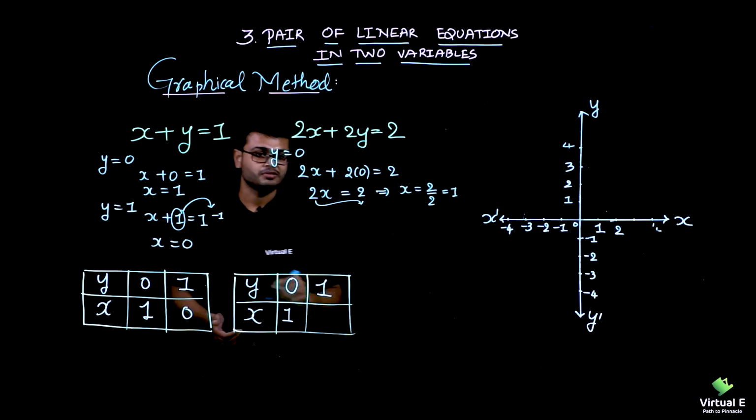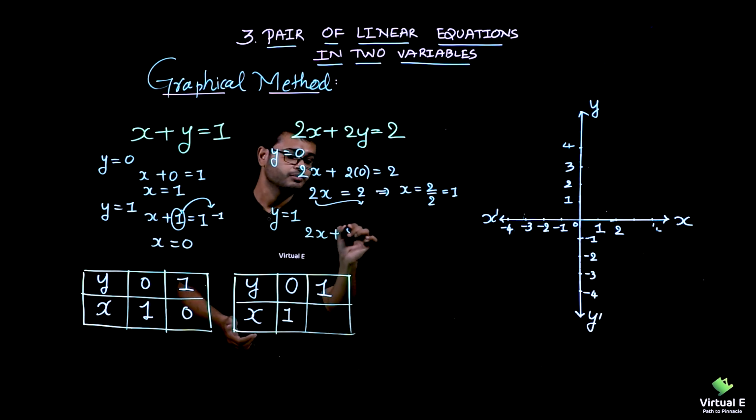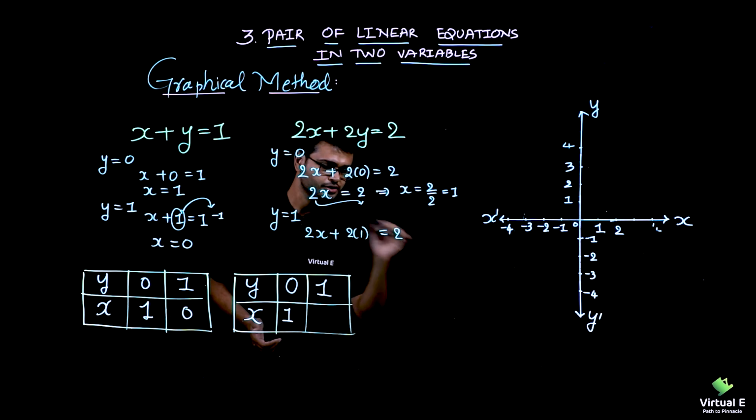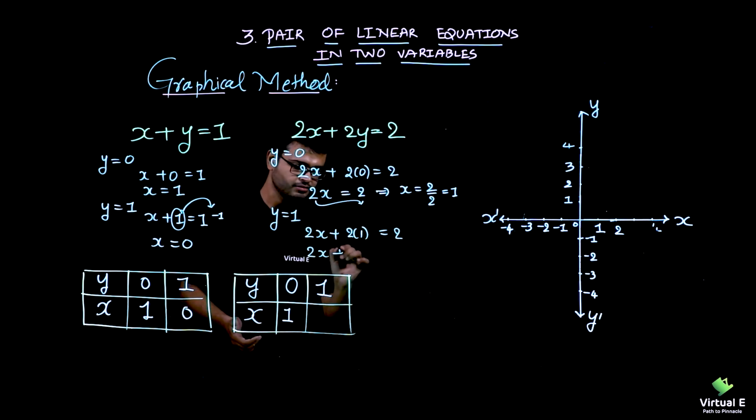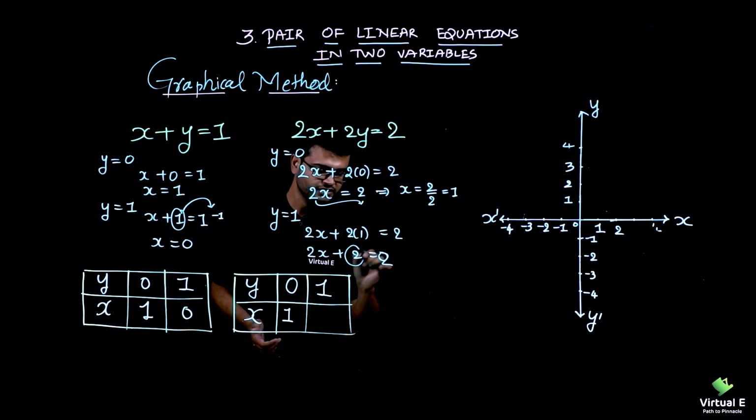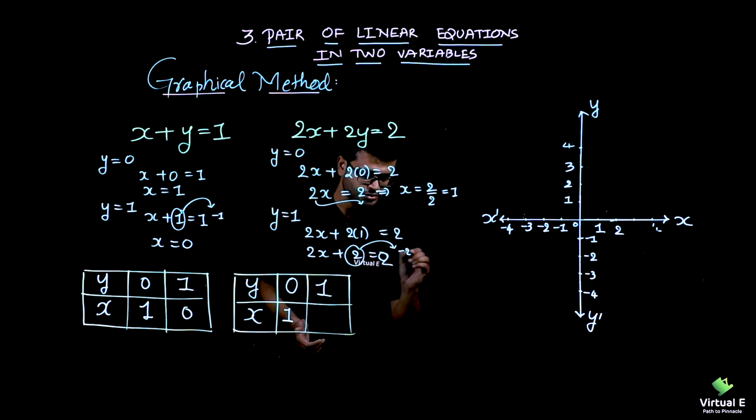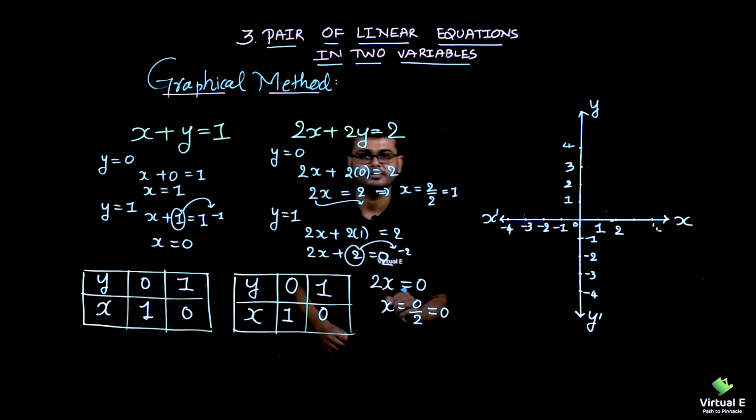Let's talk about y is equal to 1. So 2 into x plus 2 into 1 is equal to 2. So 2x plus 2 is equal to 2. If I shift this 2 over here, that will become negative 2. So 2 minus 2 will make 0. So we are having the equation 2x is equal to 0. This 2 will go into the denominator. So 0 over 2. Now when we have 0 in the numerator, the answer will always be 0. So my answer is 0.